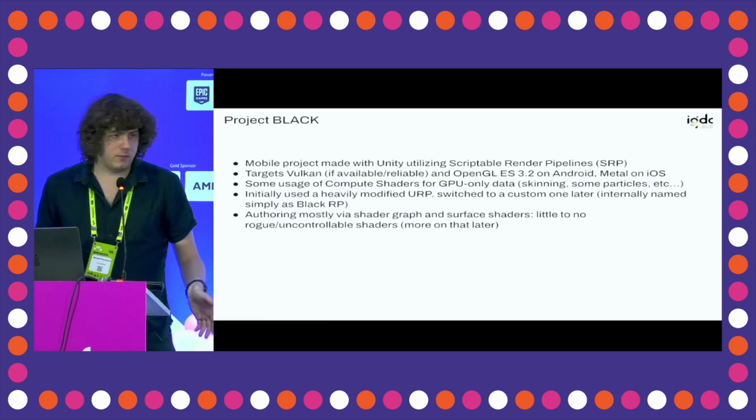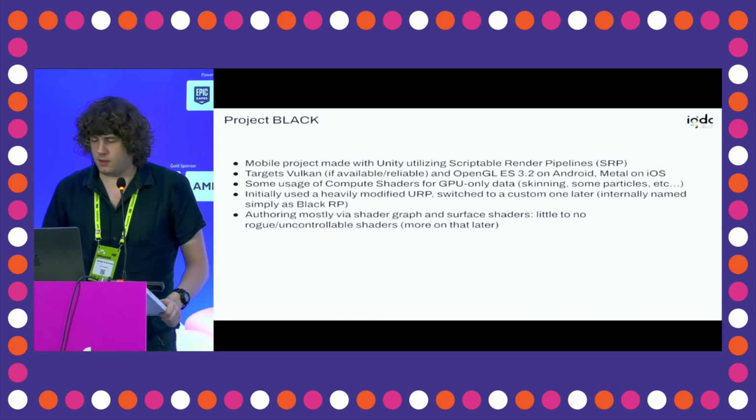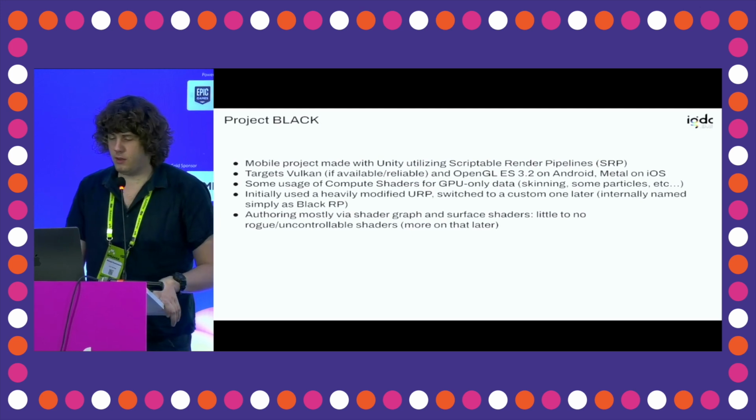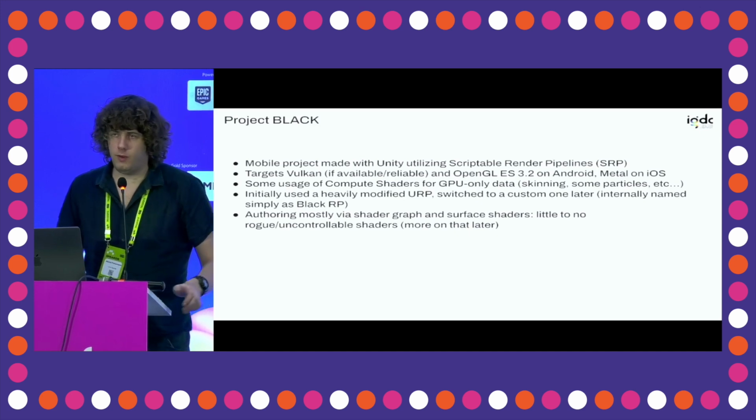So Project Black. Project Black is a Unity project, built in the Unity engine, and we utilize scriptable render pipelines for driving the rendering of it. We target Vulkan, and as a fallback, OpenGL ES 3.2 on Android and Metal on iOS. We try to use some GPU compute shaders when possible, especially for GPU-resident data that does not need to travel between CPU and GPU. That saves quite a lot of CPU performance.